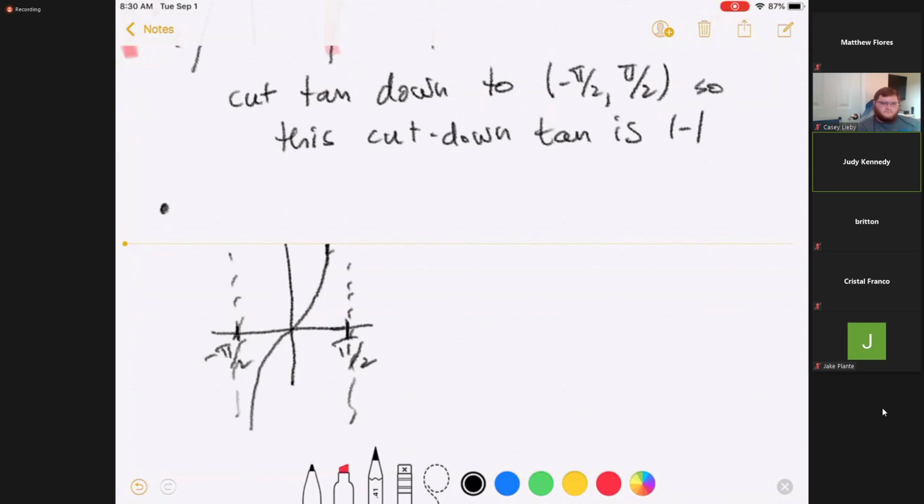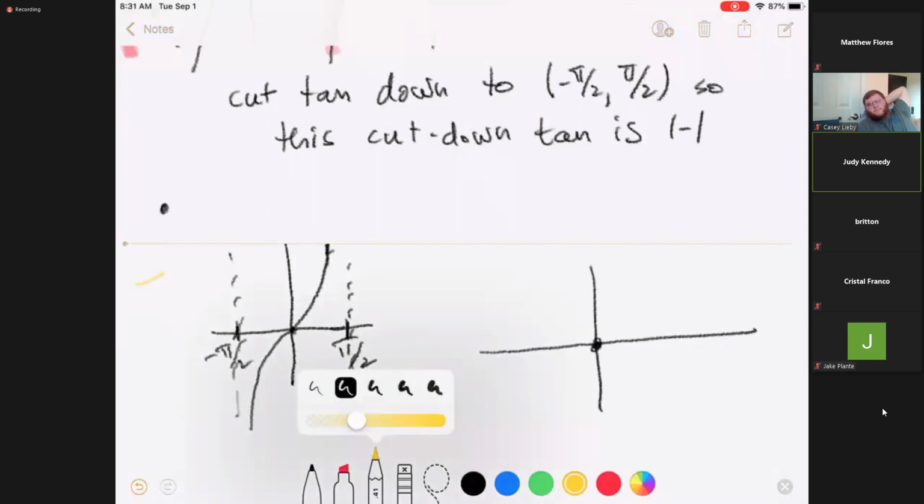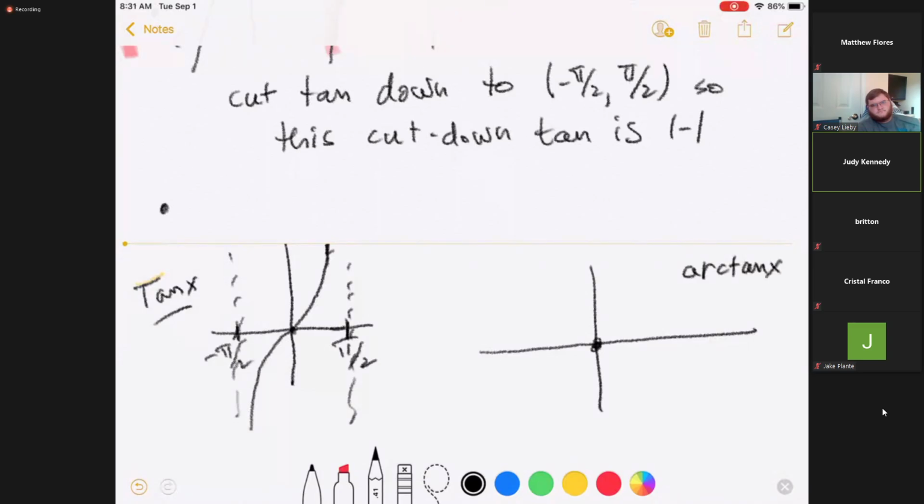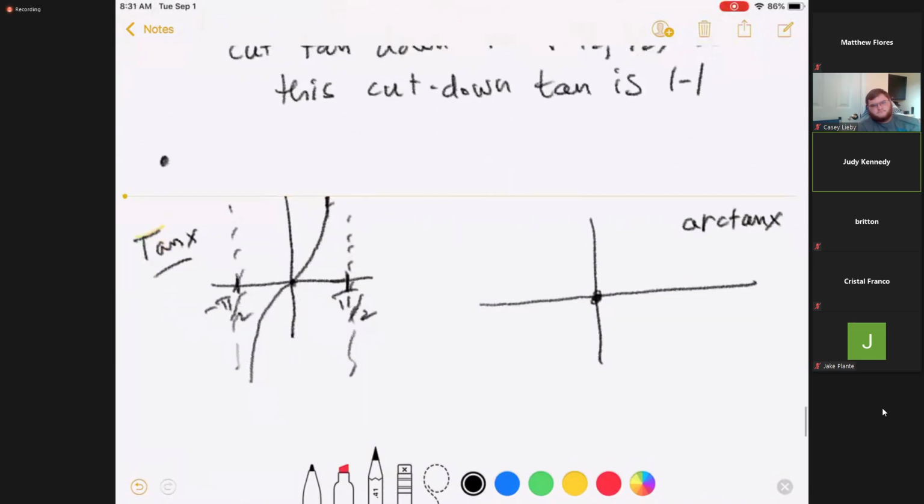So what we're going to do is flip all the ordered pairs. 0, 0 is on the tangent. I'm going to call it cap tangent as I cut it down. 0, 0 is on cap tangent, so it's going to be on the arc tangent. And let's see, what are some other values?